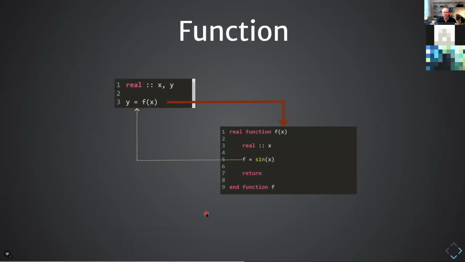And this is how a function can look. I defined a floating point function f of x, and then I assign f here, which is the function name, and that will be assigned the external variable y. We'll get a value from that.